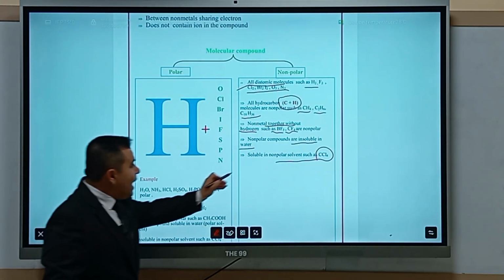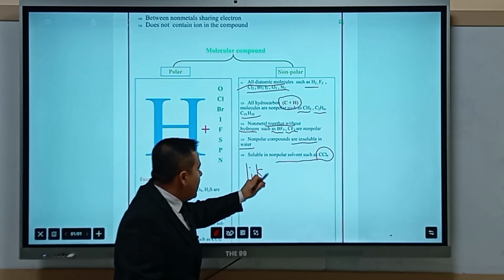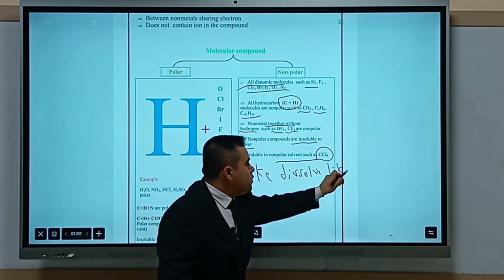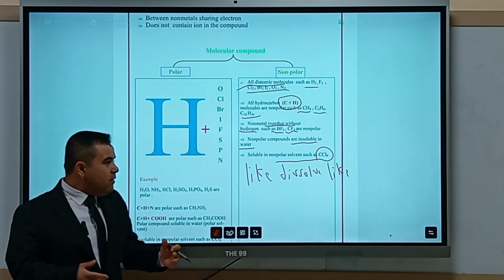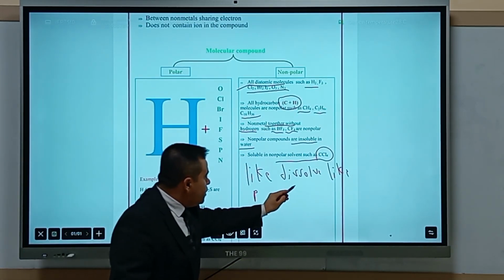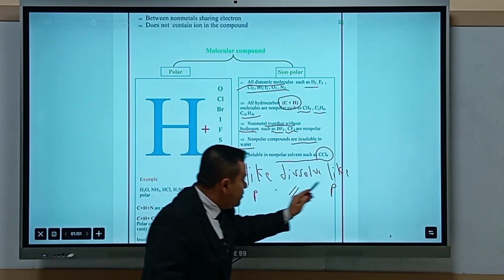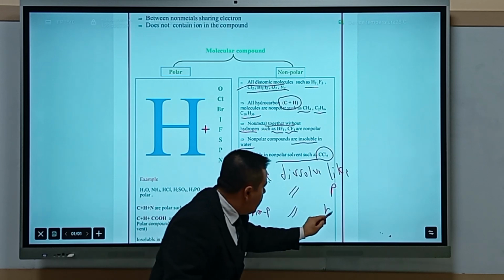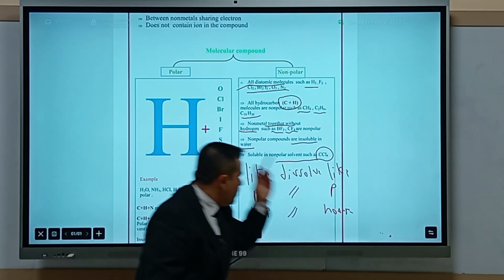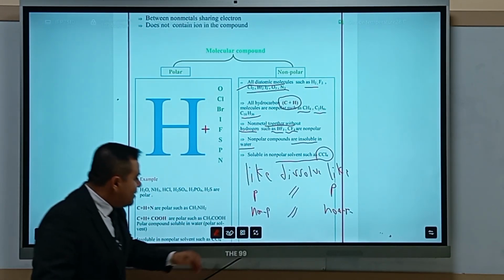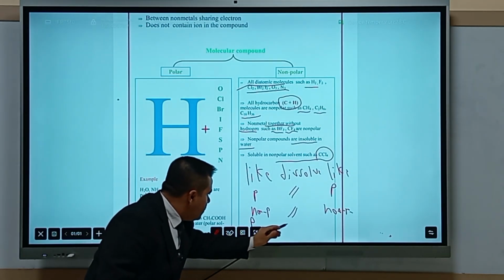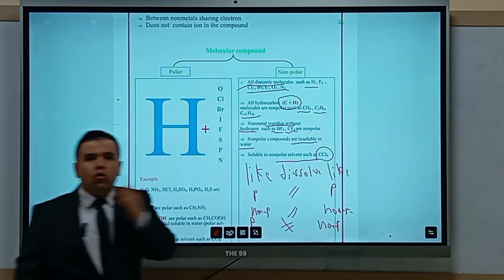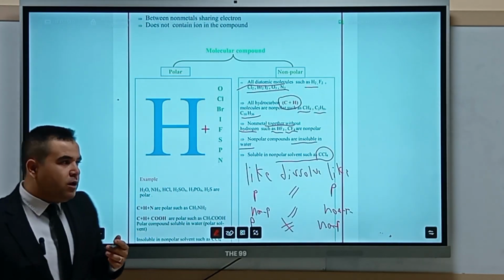Guys, you have studied "like dissolves like." So what do you mean by "like dissolves like"? We mean a polar dissolves in polar. Non-polar dissolves in non-polar. But the polar does not dissolve in non-polar. Or the non-polar does not dissolve in polar as well.